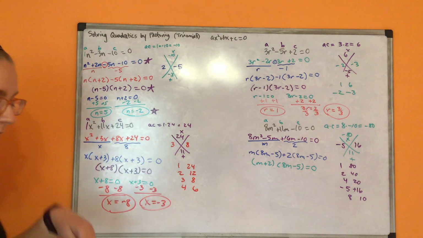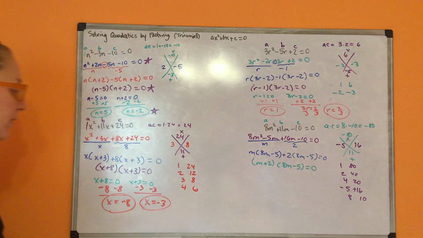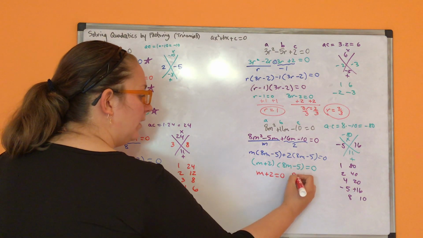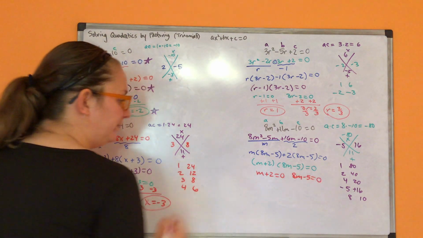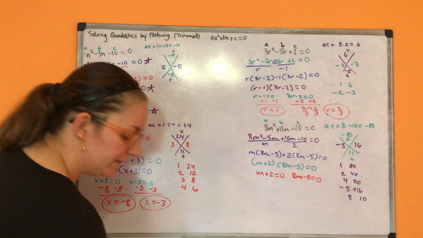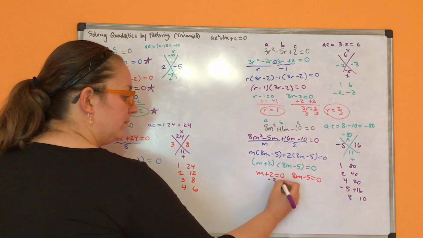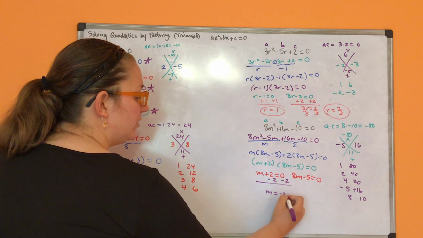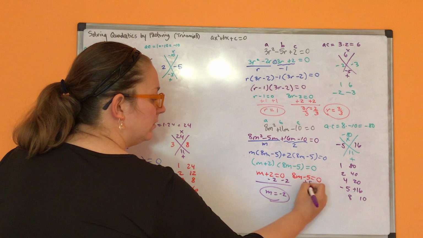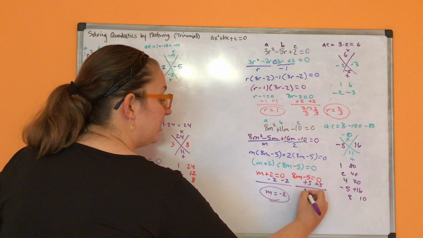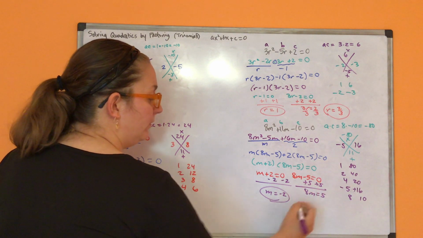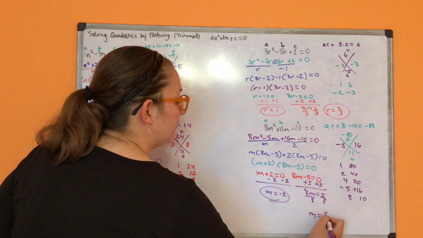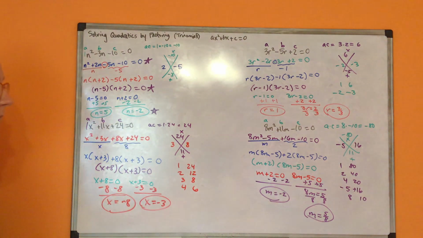We have an equal 0, means we still need to solve. So my two equations are m plus 2 equals 0 and 8m minus 5 equals 0. Solve them both. Again, you can skip showing some work here if you like. First solution is negative 2. The second one's going to be a fraction, that is okay. We add 5 and divide by 8, and we get 5 over 8 for our answer there.